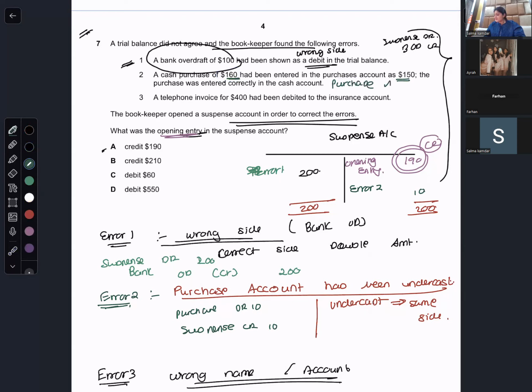Purchase account undercast. What is the rule for undercast? Same side. Undercast same side, overcast opposite side. So purchase account is what balance? Debit balance. So undercast is on the same side, so you will do the rectification on the same side. Undercast by how much? Undercast by 10.